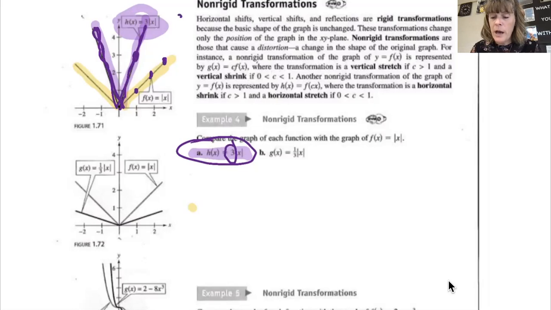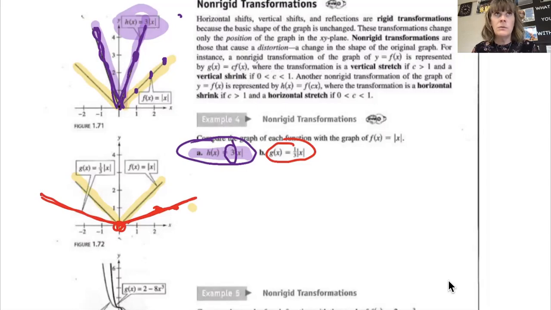And then when you look at the original graph, again, it's right here. And then we look at this and there's a 1/3. 1/3 is less than 1. So that means it's up 1 and over 3. And then that's the graph that you get. So it's got the same vertex. There wasn't any horizontal or vertical movement. That coefficient out front just either stretches it or shrinks it.